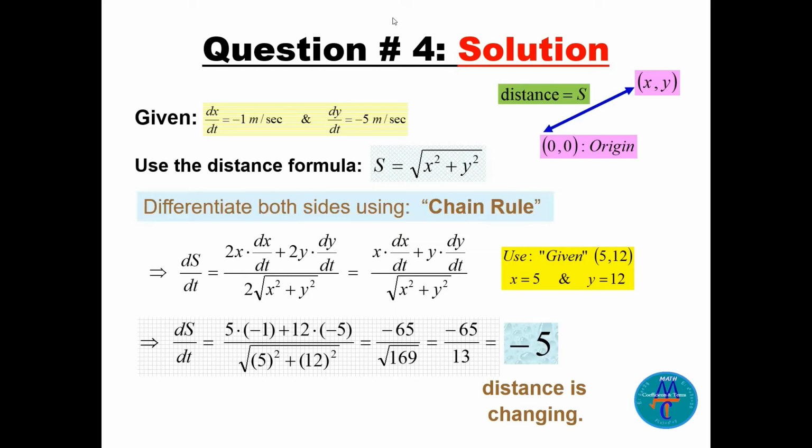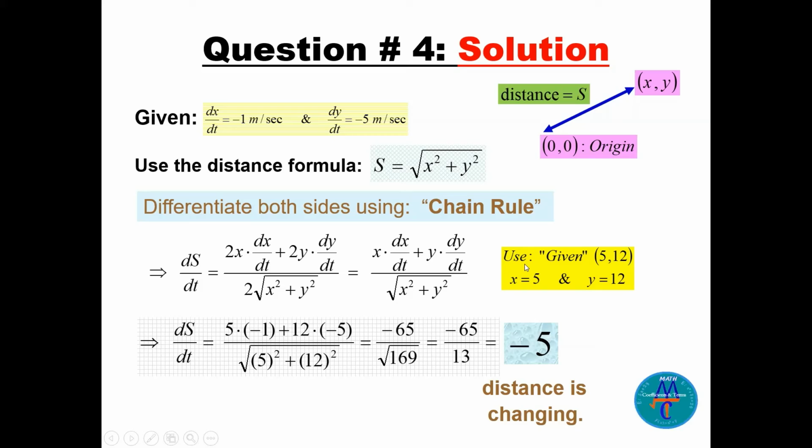Now the given here, we can write dx over dt is minus 1 meter per second and dy over dt is minus 5 meter per second. Let's call the distance s between the origin and the point x, y. So the distance will be the square root of x squared plus y squared. You know the formula, x2 minus x1 squared plus y2 minus y1 squared. Differentiate both sides using chain rule. So ds over dt is the derivative of the inside here, 2x times dx over dt plus 2y times dy over dt, divided by 2 times the square root of x squared plus y squared.